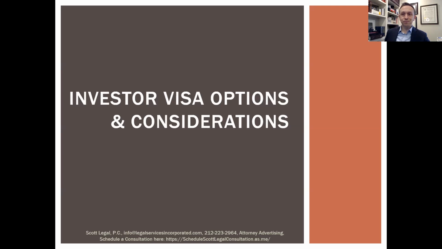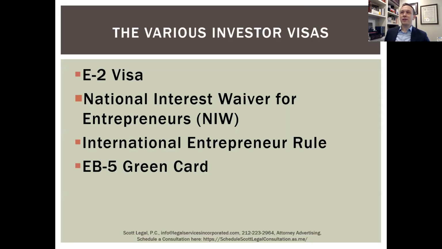With that, let's talk a bit about the 4 visas we'll be speaking about today. The E2 visa, which is a non-immigrant visa, the National Interest Waiver for Entrepreneurs, or NIW, which is a green card option, the International Entrepreneur Parole rule, which is not a visa or a green card, and we'll get into a little bit more detail about what that is, and the EB5 green card.